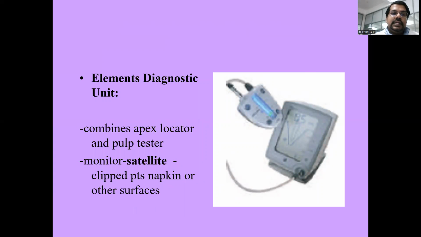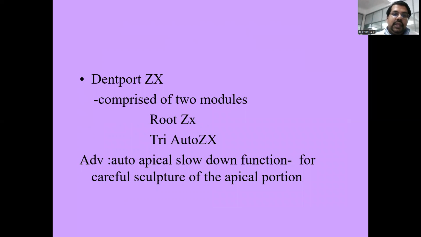Now, there are other elements used in diagnostics, like monitors like this. It is again the same thing. It has an apex locator and a pulp tester. Then you have the Dentaport ZX, comprised of two modules that has both Root ZX and Tri Auto ZX. The advantage is the auto apical slowdown function for careful shaping of the apical portion.